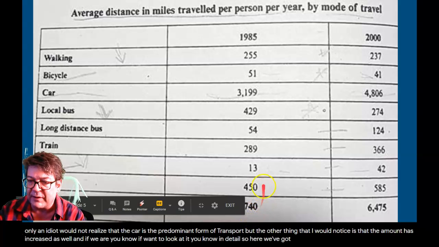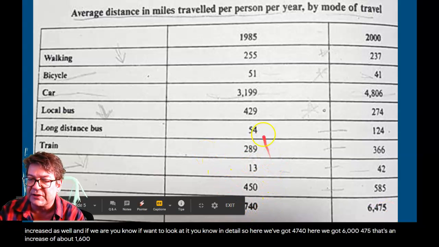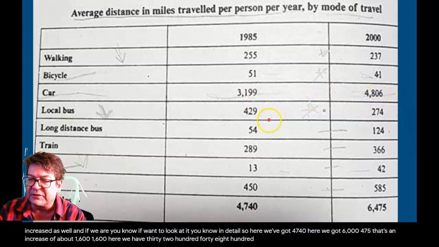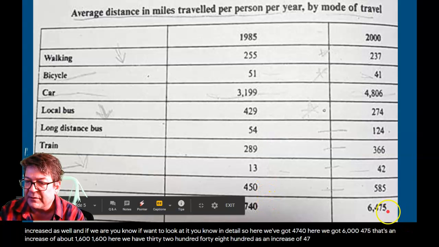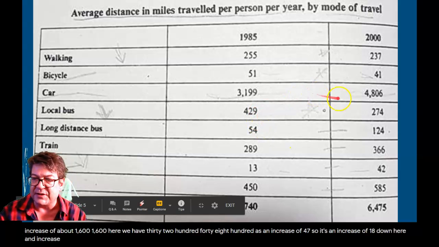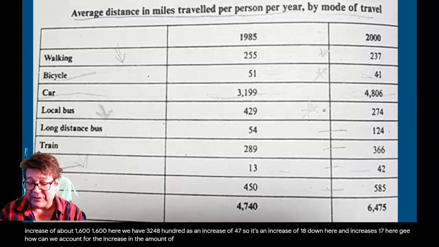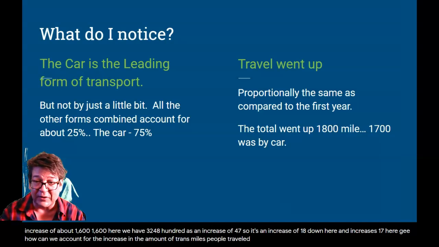So here we got 4,740. Here we got 6,475. That's an increase of about 1,600. Here we have 3,200, 4,800. That's an increase of 47. So it's an increase of 18 down here, an increase of 17 here. How can we account for the increase in the amount of miles people traveled? It's all on the car.